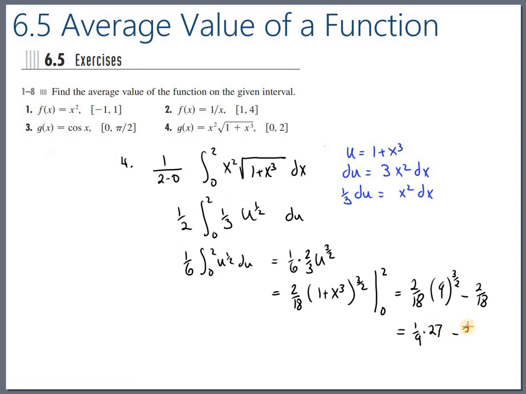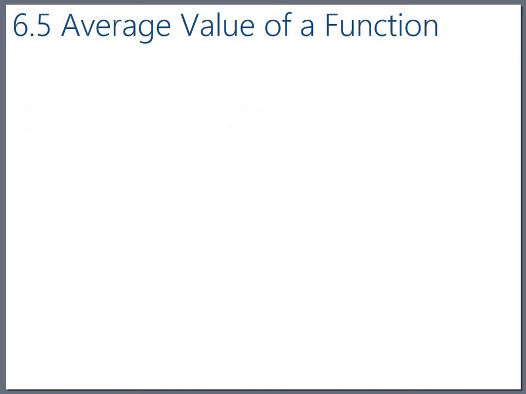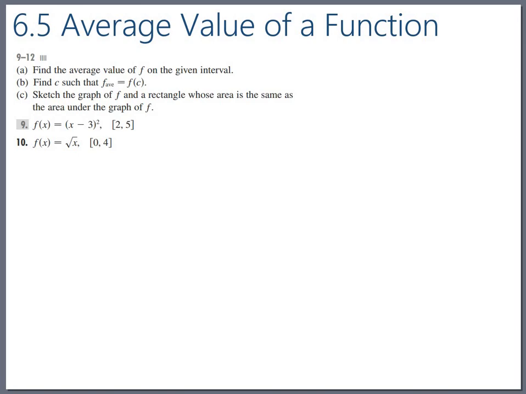And 2/18 is the same thing as 1/9. So we've got 27/9 minus 1/9, which would be 26/9. That's the average value for that function. Okay, so there's number 2 and number 4.